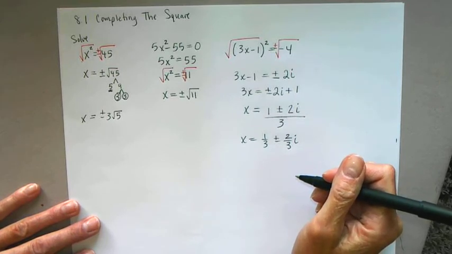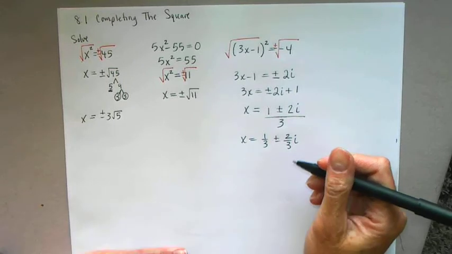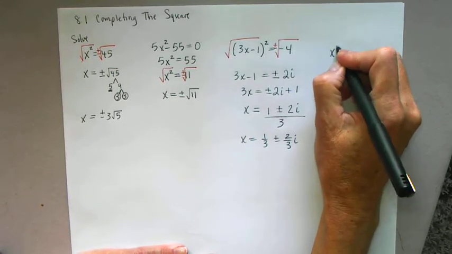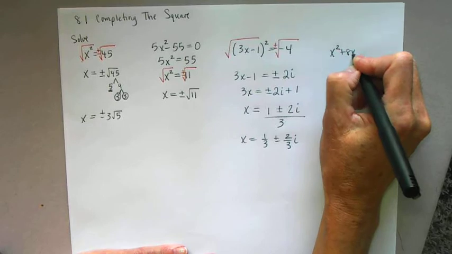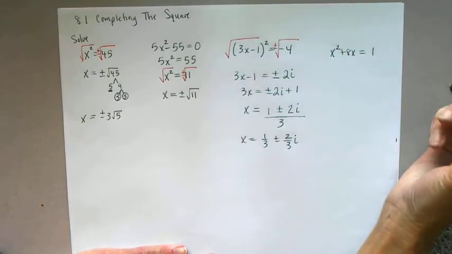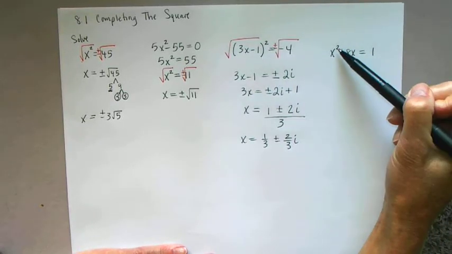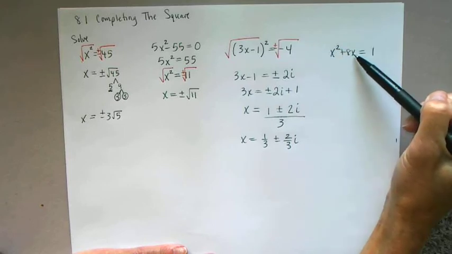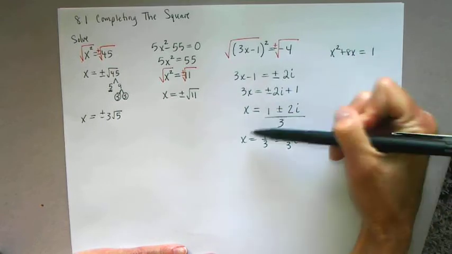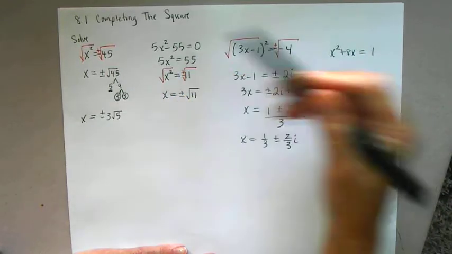Now here's what most of your homework will look like. It will say something like this. X squared plus 8x equals 1. Now I have a perfect square, but if I get that alone, I'll have an x in my answer. And I don't want that. I need to get x alone. My whole point is to isolate x.